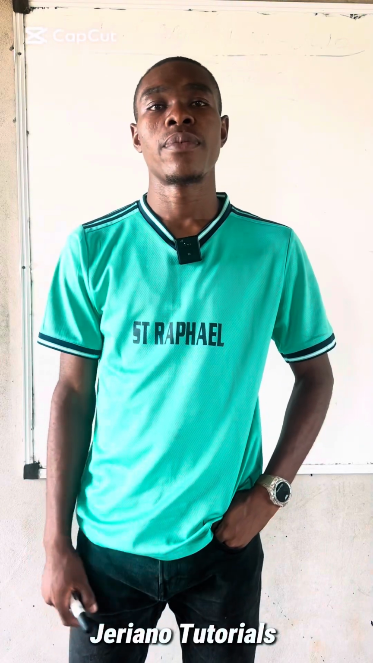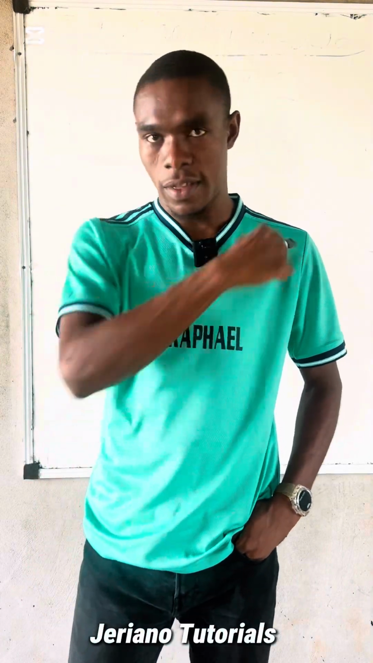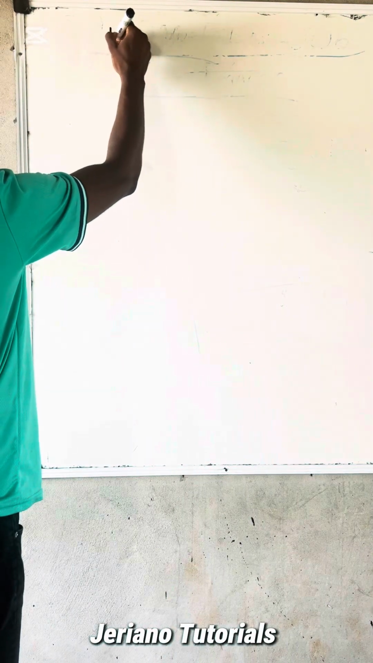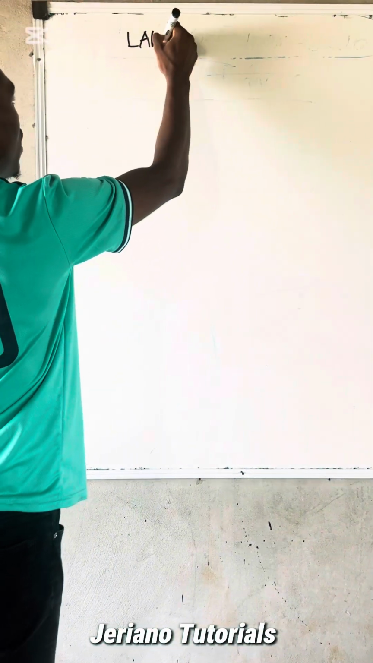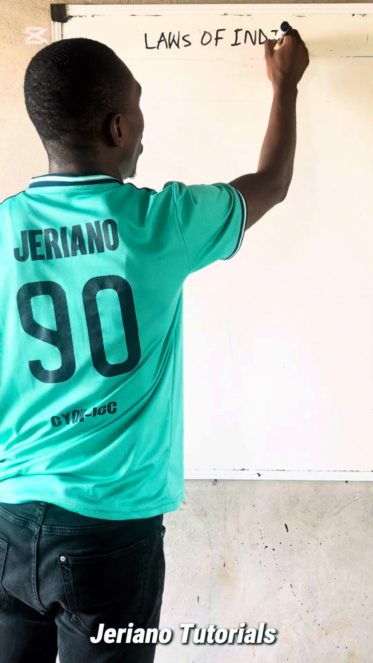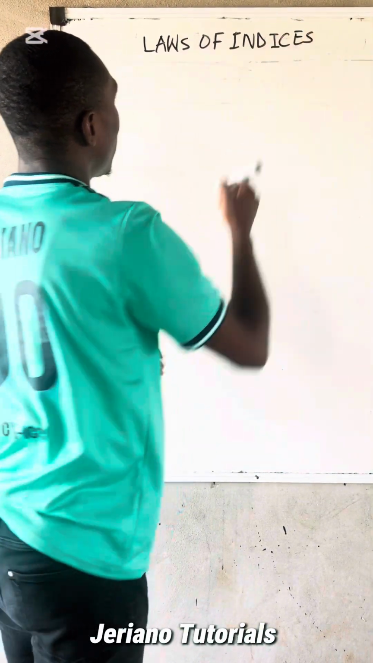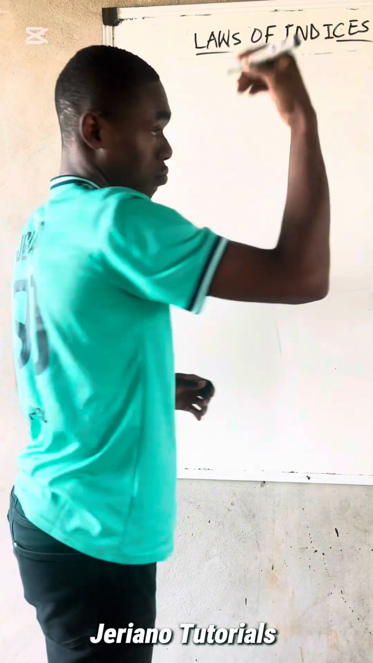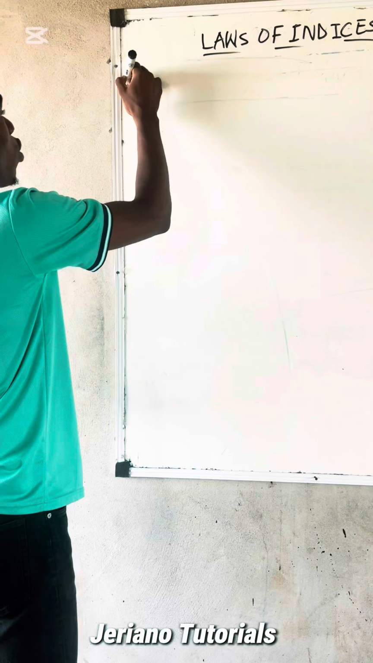Can you break down indices for me? Okay, stay with me. There are laws of indices, about 7 laws of indices. Each of them has a name attached to it for you to always remember them.